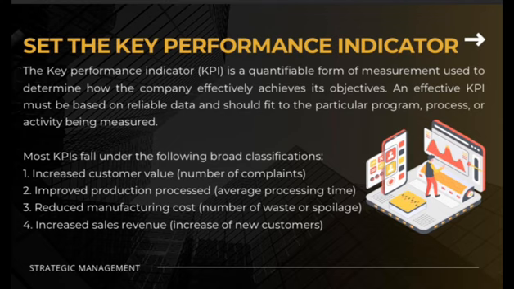Most KPIs fall under the following broad classifications. First is to increase customer value, measured by the number of complaints. Second, improve the production process, measured by the average processing time. Third, reduce manufacturing cost, measured by the amount of waste or spoilage. And fourth, increase sales revenue, measured by the increase in new customers.